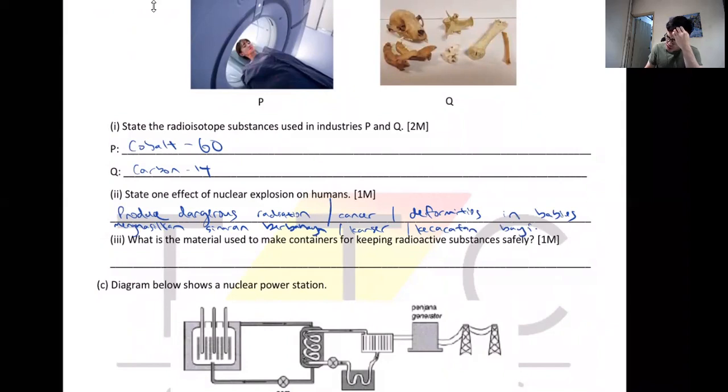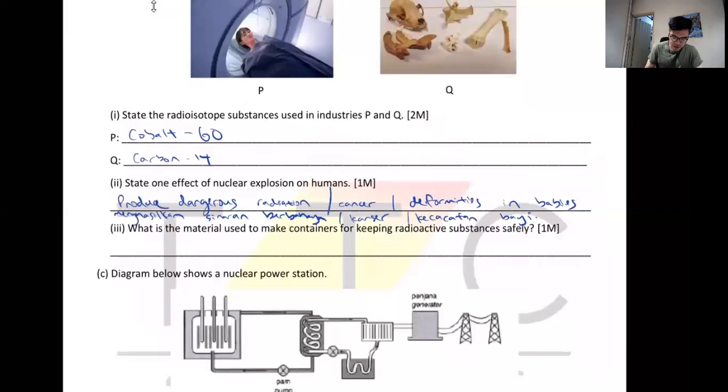Okay, because radiation will change your DNA, so it either makes babies deform, or it will cause cancer. So it will cause mutation. Remember that? What is mutation? Mutation is the change in your cell. So this thing will cause mutation.